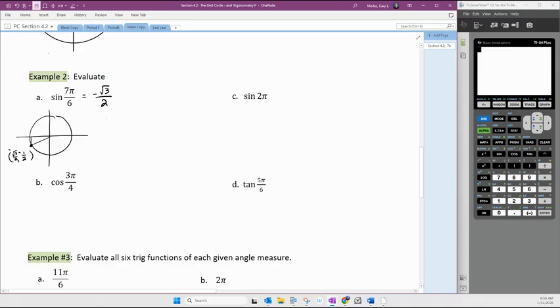Part B, the cosine of 3 pi over 4. Cosine and sine, or actually I should say more, 3 pi over 4 is easier because both coordinate points are root 2 over 2. So it makes it easy.